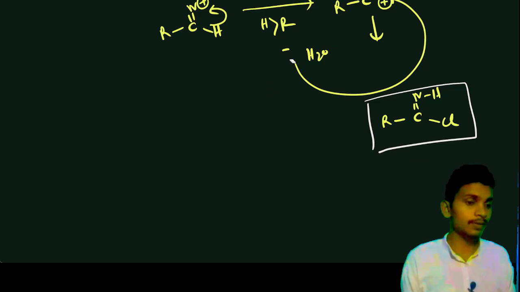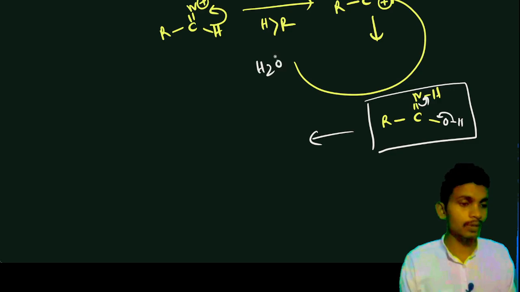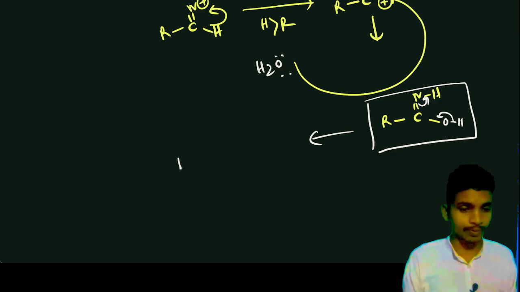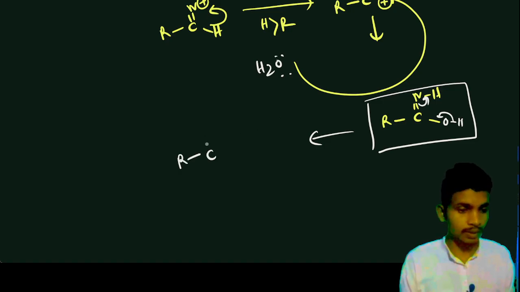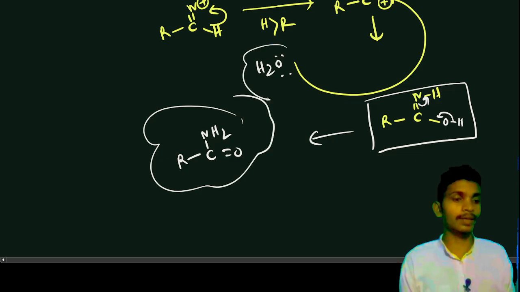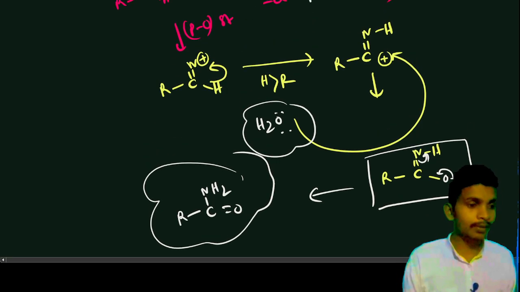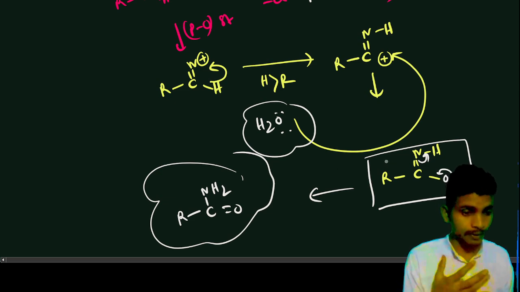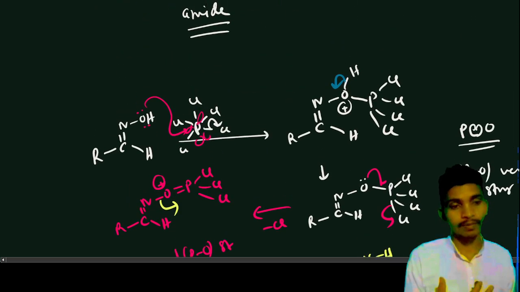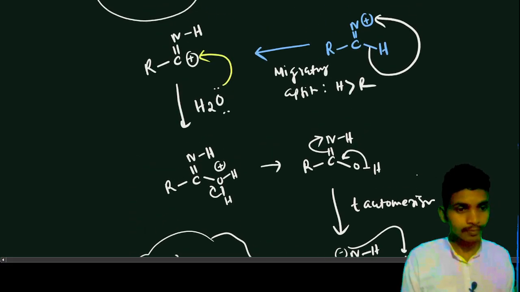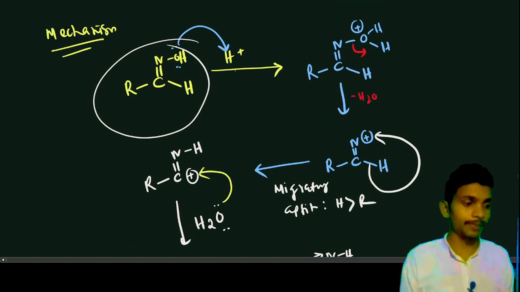No, water will attack, otherwise you will not get the amide group. Here water will attack, and after that this one will form. Water will attack, otherwise we will not get the amide group. So R–C, that is going to be N and H2, and this is going to be the double bond. So water will attack. If Cl minus attacks, then we will not get the amide group. So that's how the rearrangement will happen, and this type of rearrangement is called the Beckmann rearrangement.